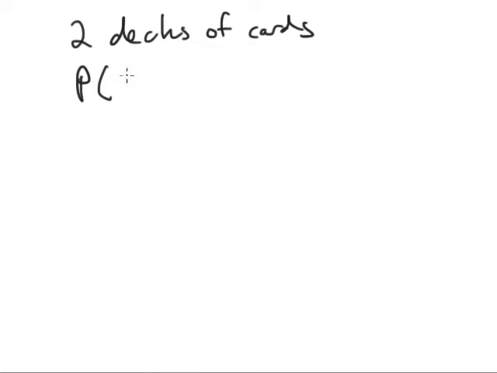The last thing is we have 2 decks of cards. And we want to know how likely are we if we pull a card from each deck. So we're going to take 2 cards, but only 1 card from each deck. What's the probability of finding 1 or more queens in our hand?